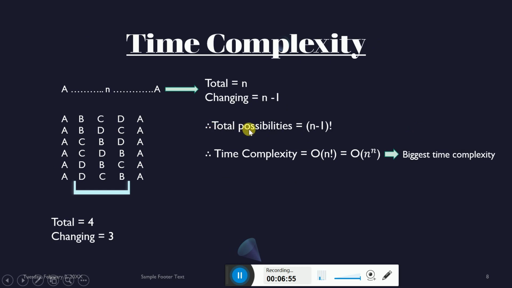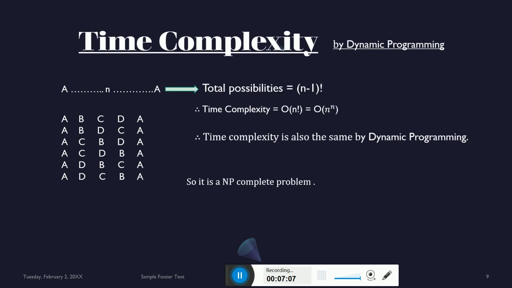So what are the possibilities? The possibilities are n minus 1 factorial. So the time complexity will be order of n factorial, or order of n to the power n. It is the biggest possible time complexity. If we consider the time complexity with dynamic programming, the case is also the same. The total number of possibilities is n minus 1 factorial, so the time complexity is also order of n to the power n. So the time complexity is the same for the dynamic programming approach. So we can say it is an NP complete problem.